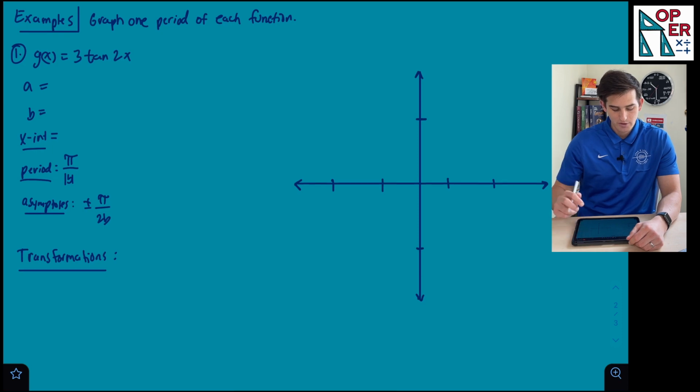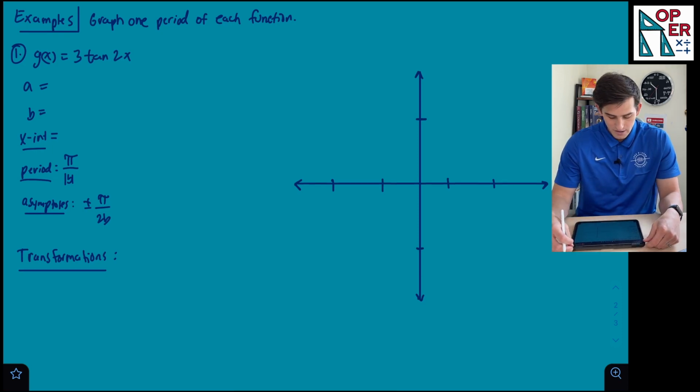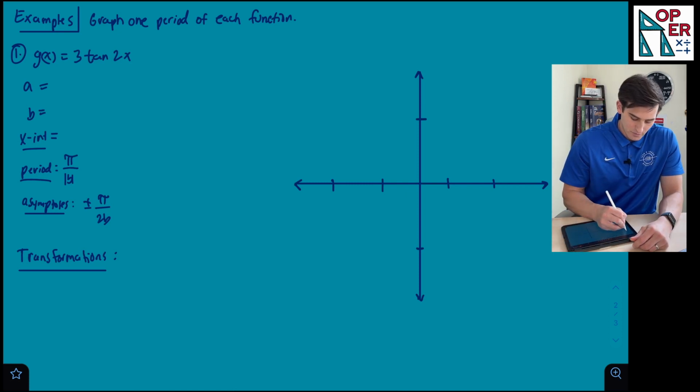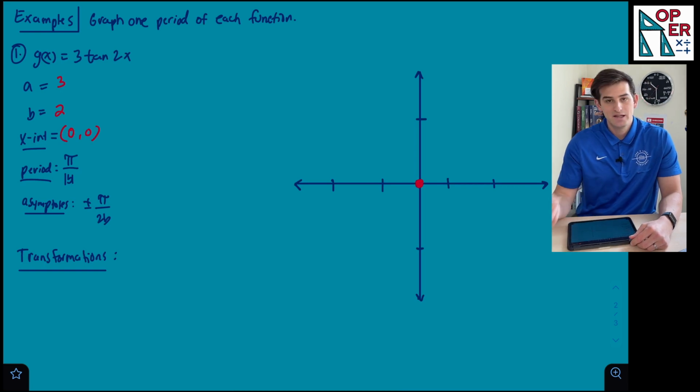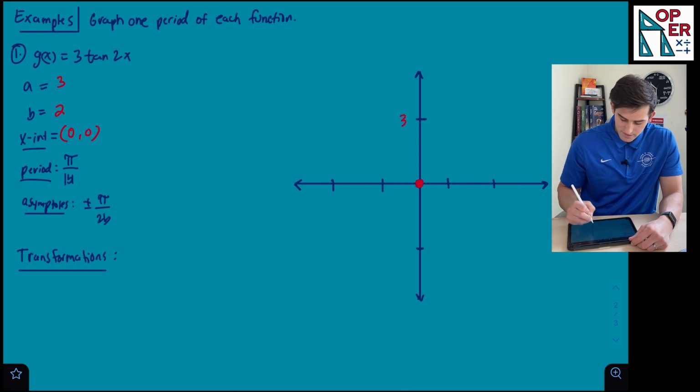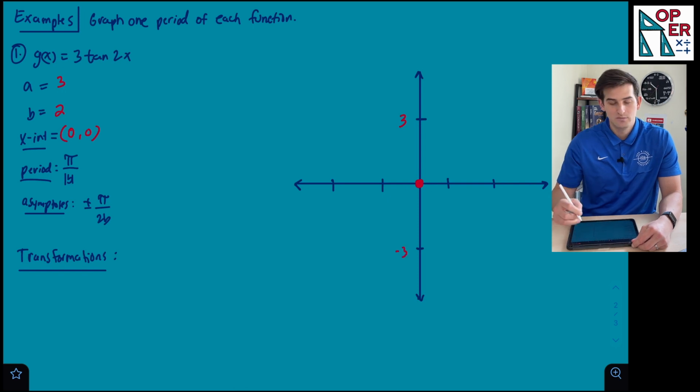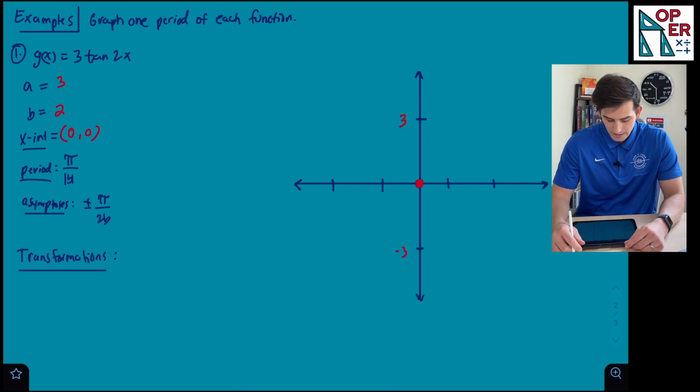So for example number 1, we're going to graph a tangent function. It says graph one period of the function g of x equals 3 tangent 2 of x. So a would be 3 and b would be 2. So this is our tangent function, so our x-intercept will be at the origin here. We see that a is 3, so we can label positive 3 on our y-axis, and the negative would be negative 3.